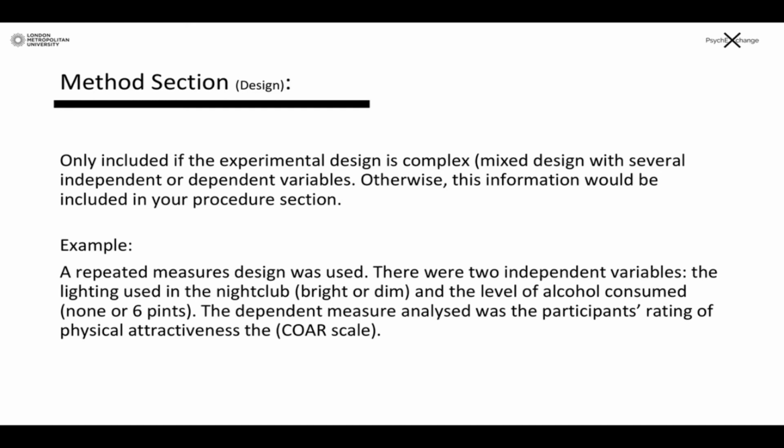There is an example on the screen. It reads, "A repeated measures design was used. There were 2 independent variables, the lighting used in the nightclub, so bright or dim, and then the level of alcohol consumed, so none or 6 pints. The dependent measure analysed was the participants' rating of physical attractiveness, so the CORE scale." And that's pretty much it for the design section.